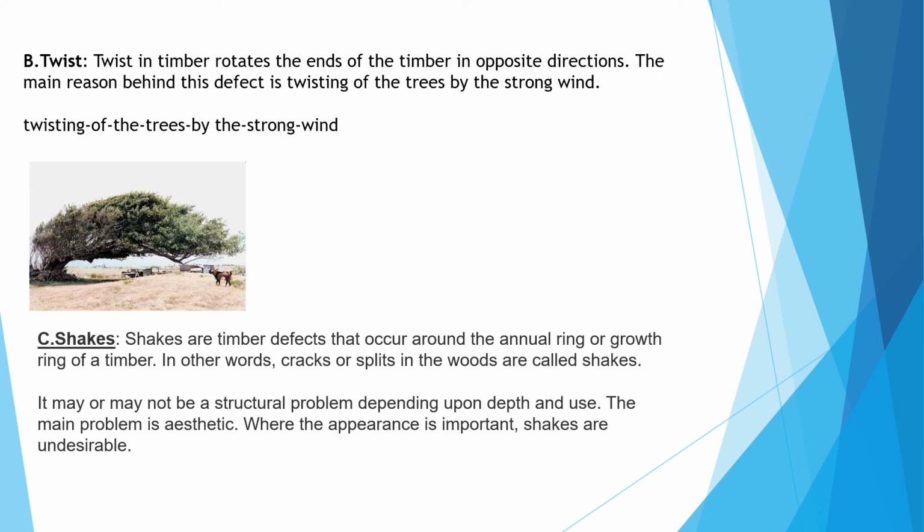Next, twist. Twist in timber rotates the ends of the timber in opposite directions. The main reason behind the defect is twisting of the tree by strong wind. This is the picture.